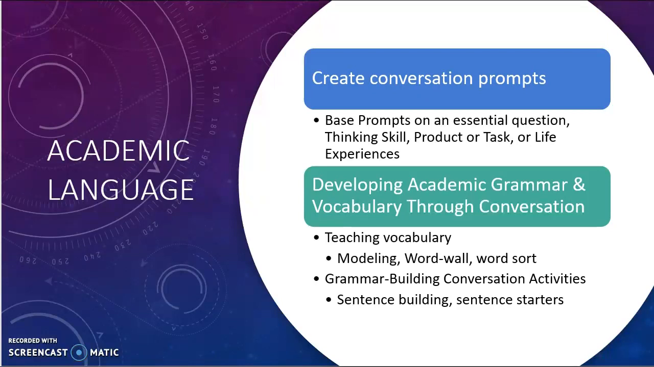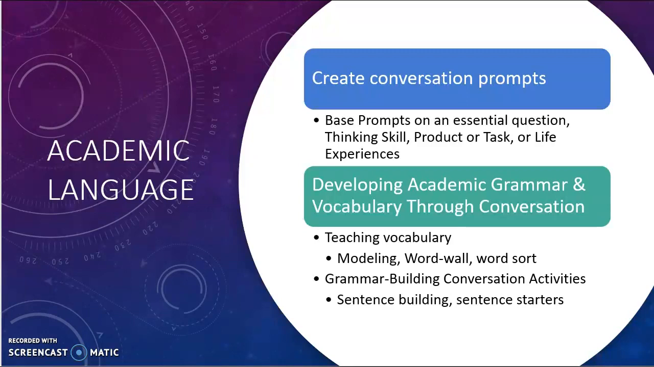And then developing academic grammar and vocabulary through conversation. So we want to be able to teach the vocabulary to students. This could be via modeling. You as a teacher are modeling how to use the vocabulary, and not just using it yourself, but giving the students opportunities to use it too. For example, if you're reading a magazine or you're reading from the textbook together as a class, and they come upon a word that is difficult to pronounce, or you come upon a vocabulary term, tell the entire class, hey, repeat after me, say this word, and they're practicing it out loud, and things like that.